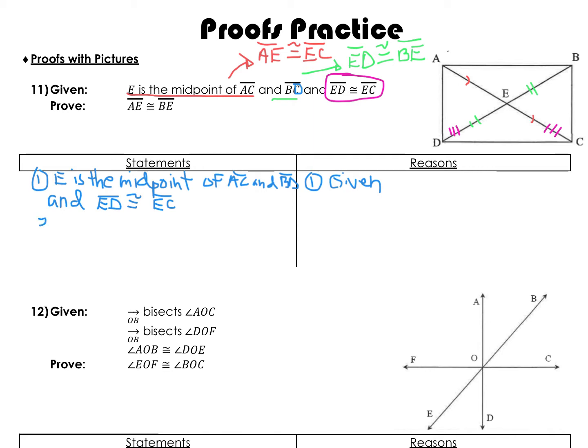All right, so then step 2 is going to be your conclusion from step 1, which is that segment AE is exactly congruent to segment EC and segment ED is exactly congruent to segment BE. And our reason for that, I explained why I'm going to use a midpoint theorem versus the definition. So midpoint theorem.